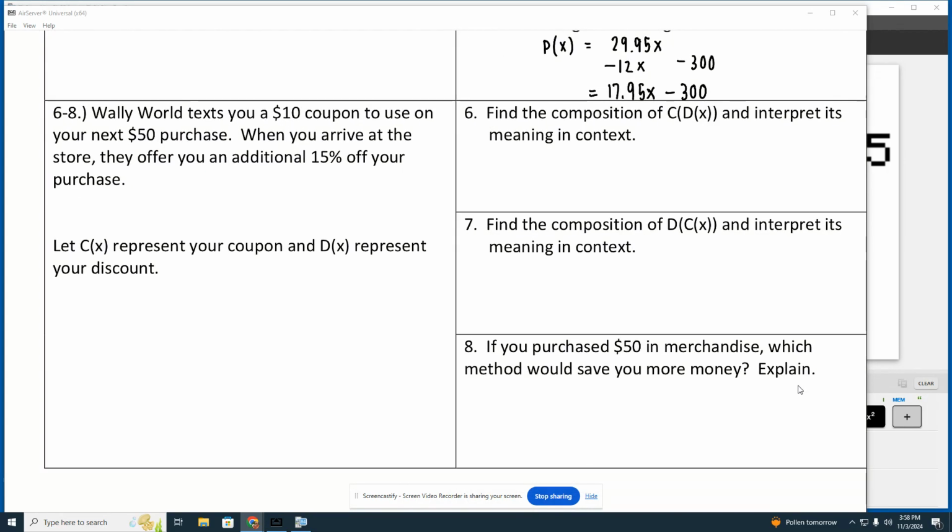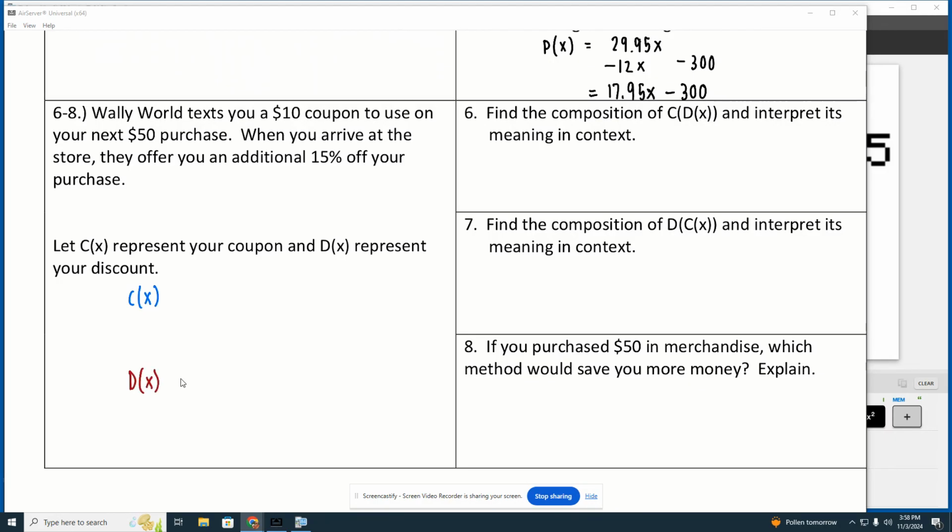Now let's go down to the last one. And we have two different things. And over here on the right, we actually need to do something before we answer these questions. In our other equation, we did it below it. So I'm going to do that here as well. We need to come up with what is C of x and what is D of x.